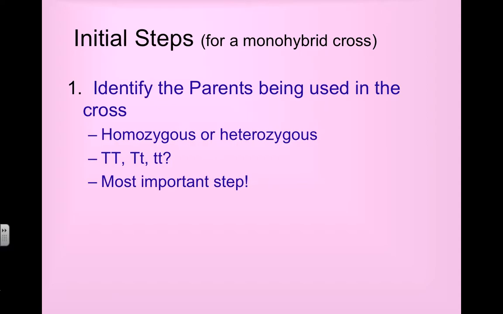All right, so let's talk about the steps of setting up our cross. The first step, and this is the most important step, is you have to identify the parents properly. If you don't identify the parents correctly, then the rest of your steps is kind of a domino effect. They're not going to be correct. So we have to pay attention to things like homozygous and heterozygous. We have to know what letters we're using and what our traits are. As I said earlier, we are going to use T's and the traits tall and short. Tall being dominant, short being recessive. So capital T will stand for tall, lowercase t will stand for short.